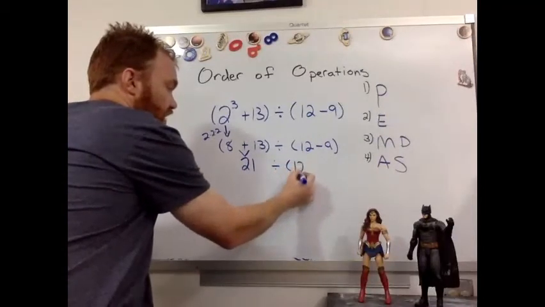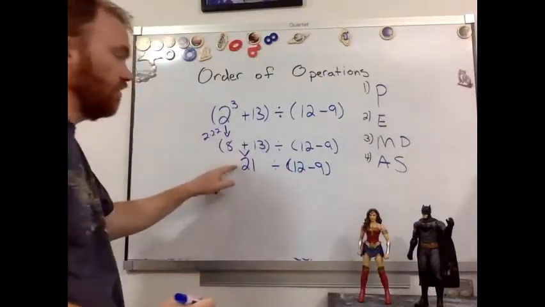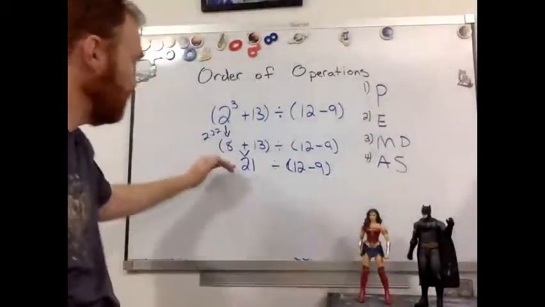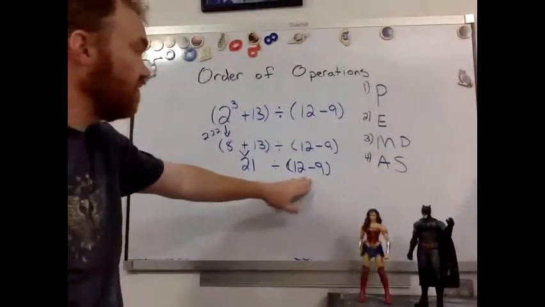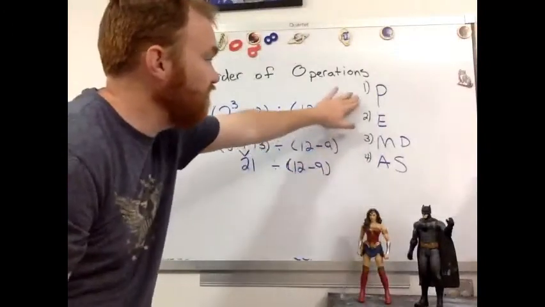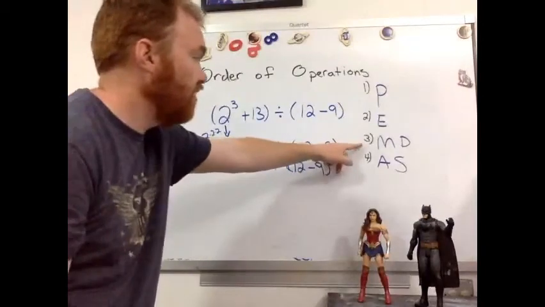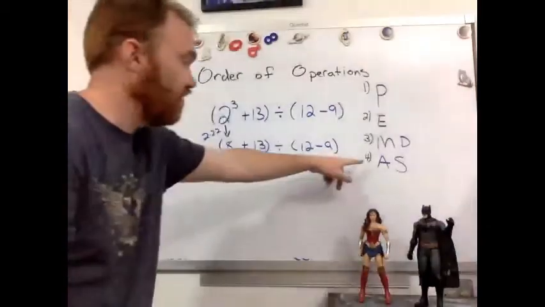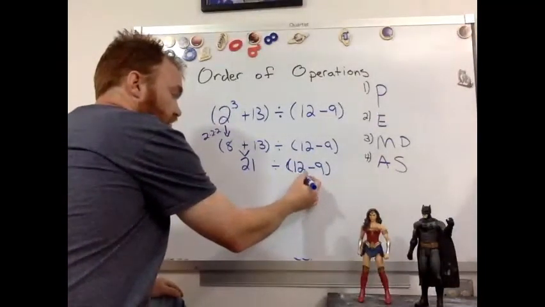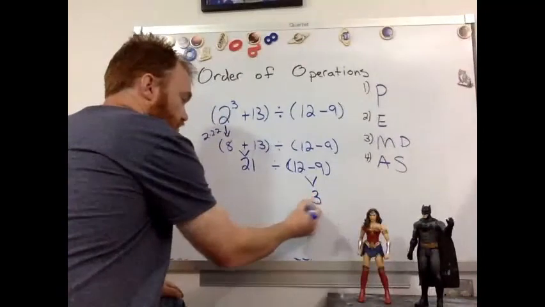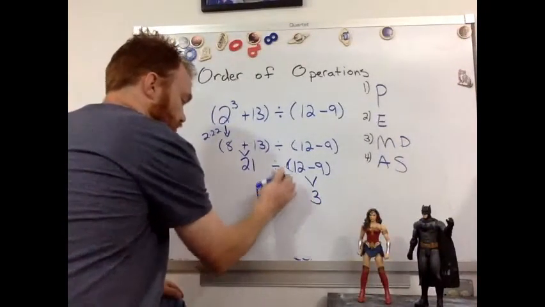Now notice I've dropped my parentheses because I have a full value here. Now I look at this step. Do I have parentheses? Yes, I have parentheses. Now I'm inside my parentheses. Do I have any more in there? No. Do I have exponents in there? No. Do I have multiplying or dividing in there? No. Do I have adding or subtracting in there? Yes. I have 12 minus 9, which is 3. Again, I have a full value, so I don't need to bring my parentheses down.